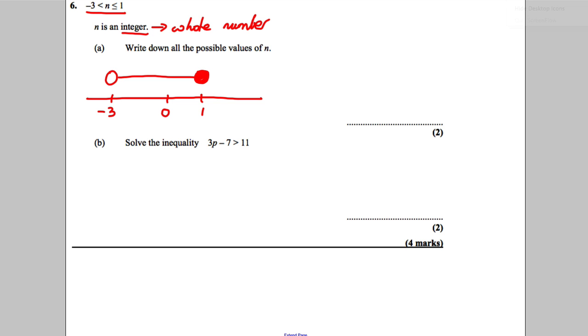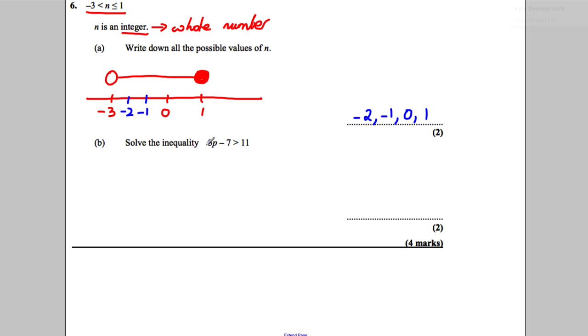What integers could it be? Well, n couldn't be -3 because it's not coloured in, but it could be -2, could be -1, could be 0, and could be 1. So the answers are -2, -1, 0, and 1.